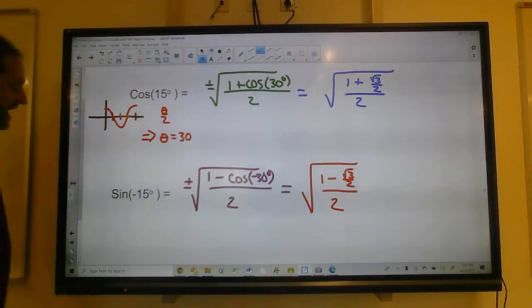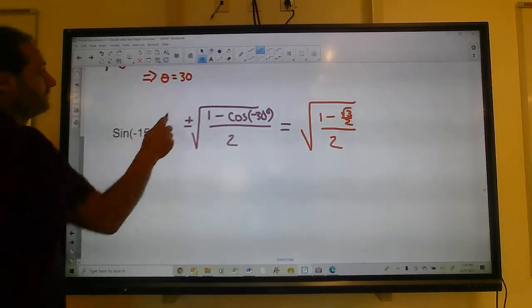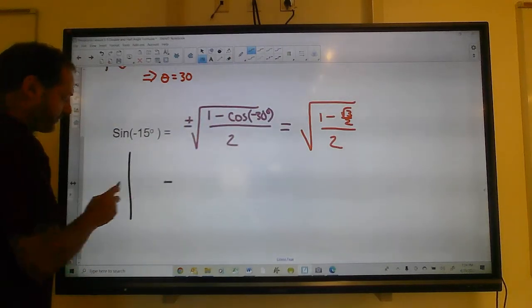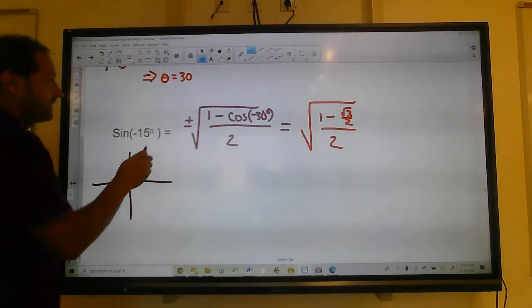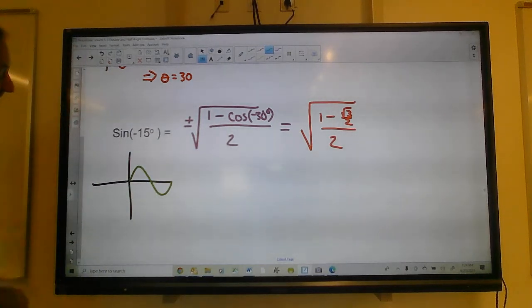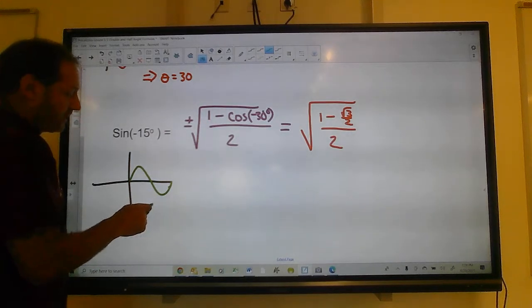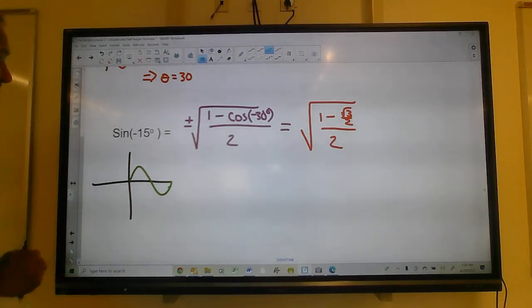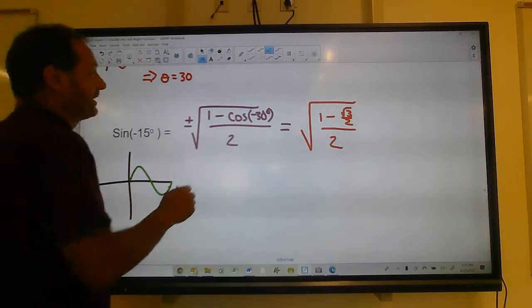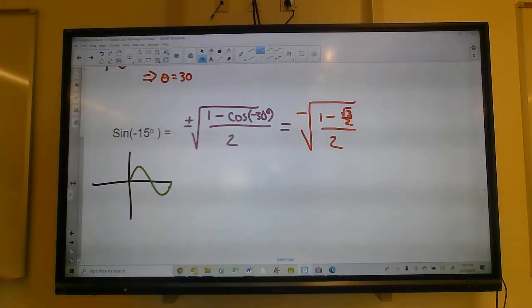Now, since this is a sine, okay, the sine in the fourth quadrant, which is where negative 15 degrees is, sine's negative down here. So sine of negative 30 degrees is going to be negative. Sine of negative 15 degrees is going to be negative. So this is going to be a negative answer. And I'm done with that one. I can't really do any more with that.